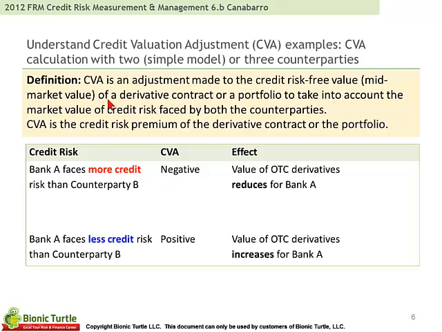The credit value adjustment, CVA, is an adjustment made to the credit risk-free value of a derivative contract or a portfolio to take into account the market value of credit risk faced by both of the counterparties. CVA is the credit risk premium of the derivative contract or the portfolio. So you'll notice it's an adjustment we're going to make to a value that is credit risk free.